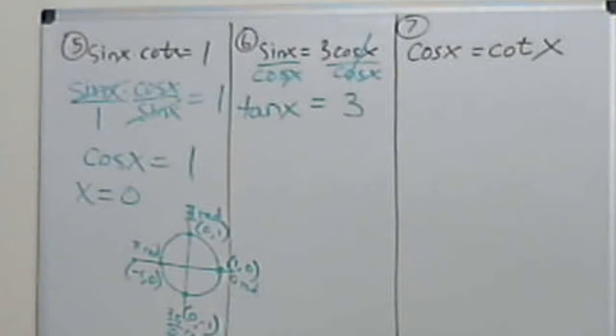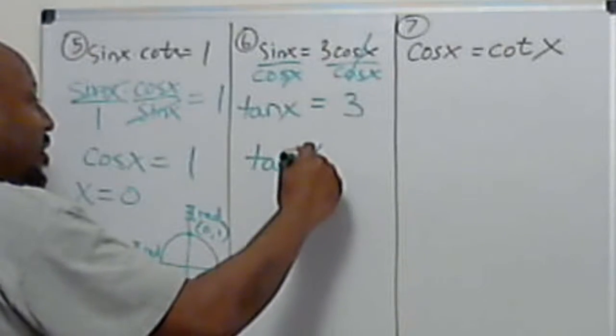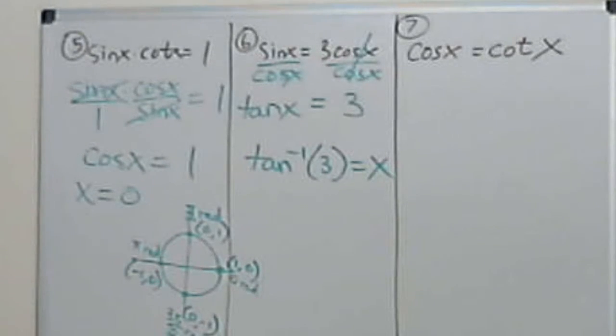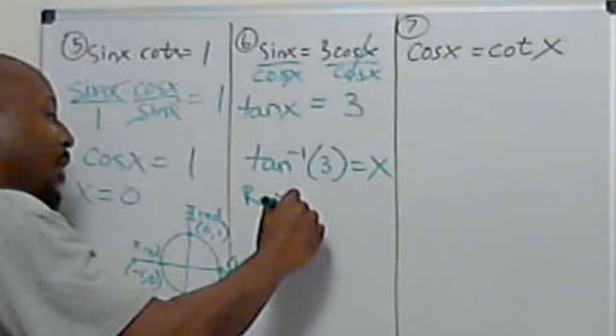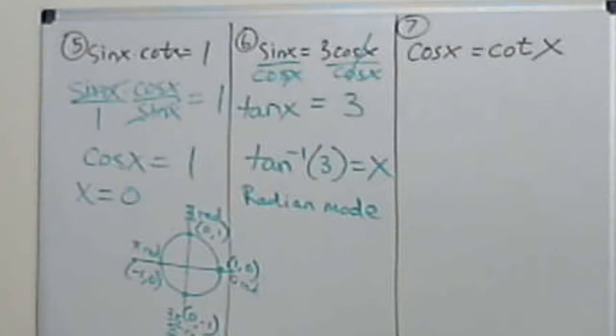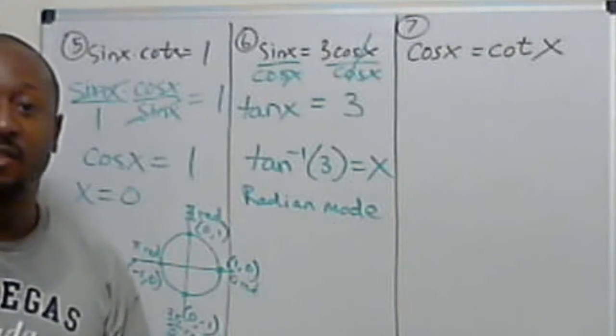Well, let's see if we can do this. In this case, tan inverse of 3 is equal to some angle x. You can easily find that in the calculator, making sure you switch over to radian mode. You can just put in the expression tan inverse 3, and you would get your answer for x for that one.